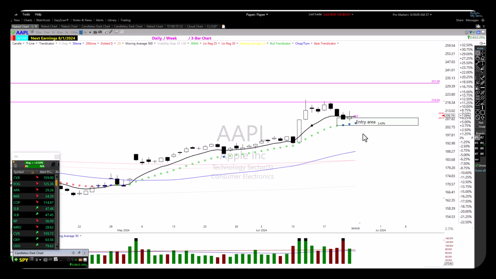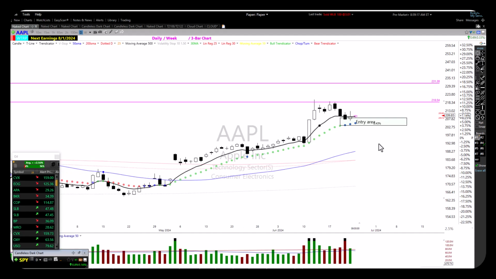It very well could fail. But that's not what the chart is saying at the moment. I think that's what somebody's gut is saying.